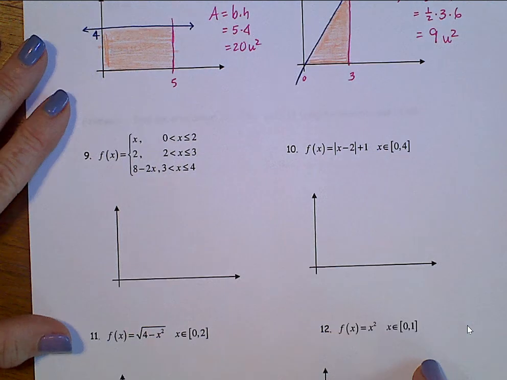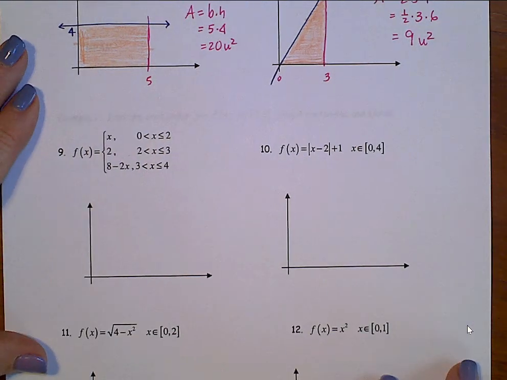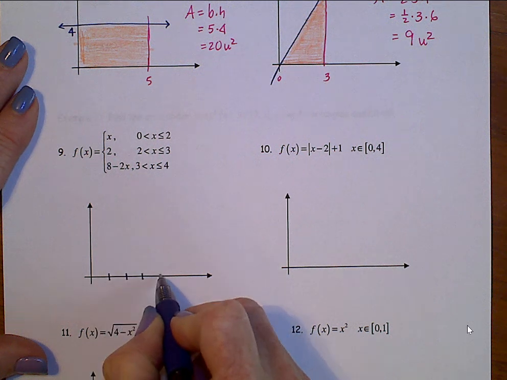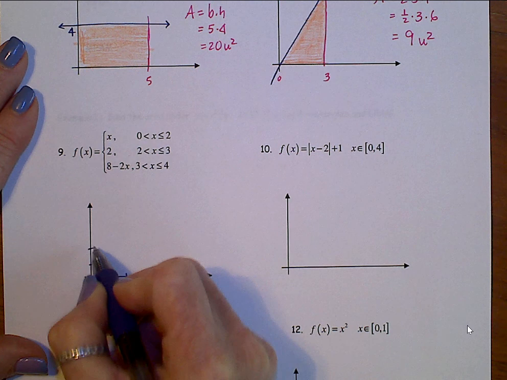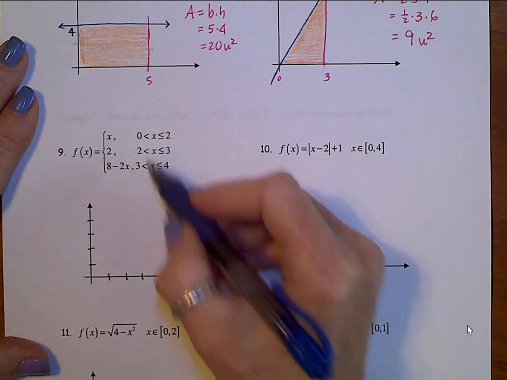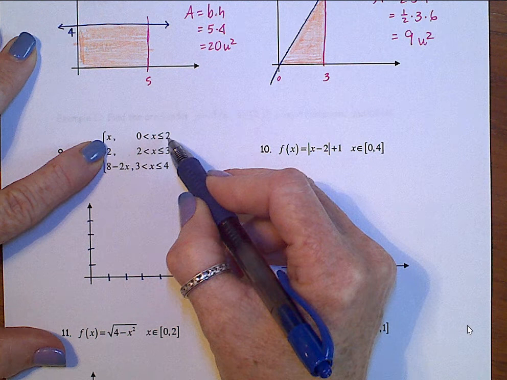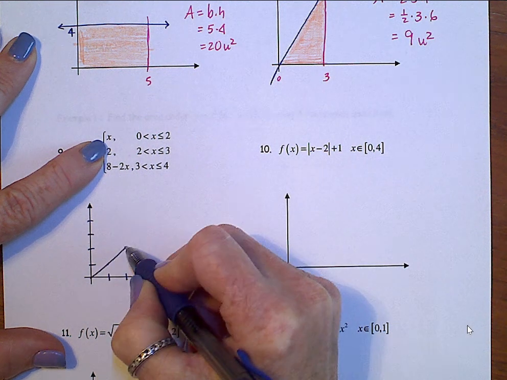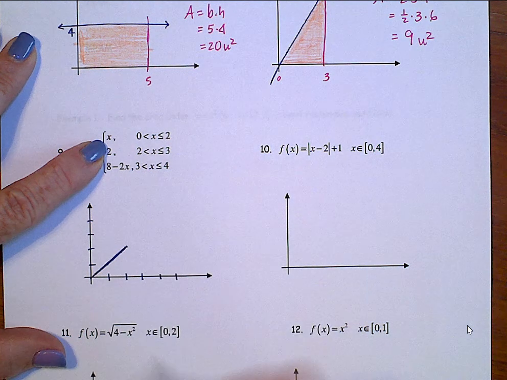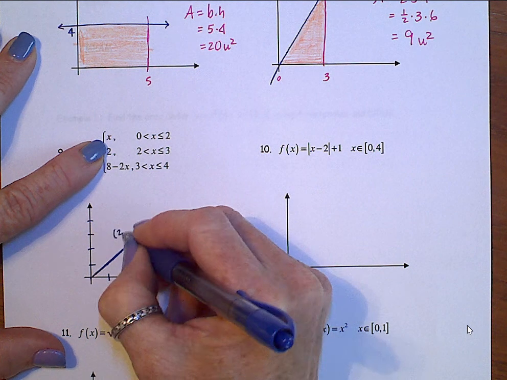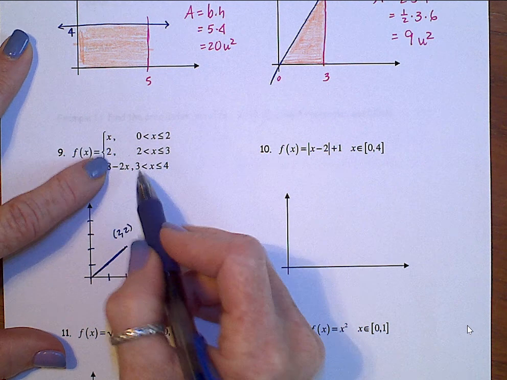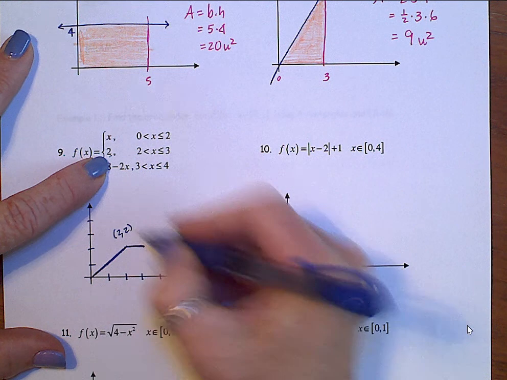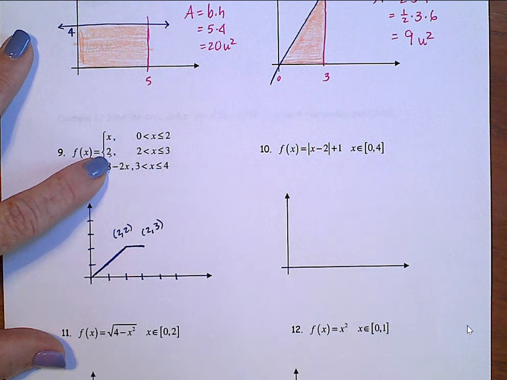The next graph is a piecewise defined function. And our graph will have y equals x for x between 0 and 2. There's y equals x. And this point right up here is at the point 2, 2. And we have a horizontal line at 2 for x between 2 and 3. So this stopping point there is 3, 2.